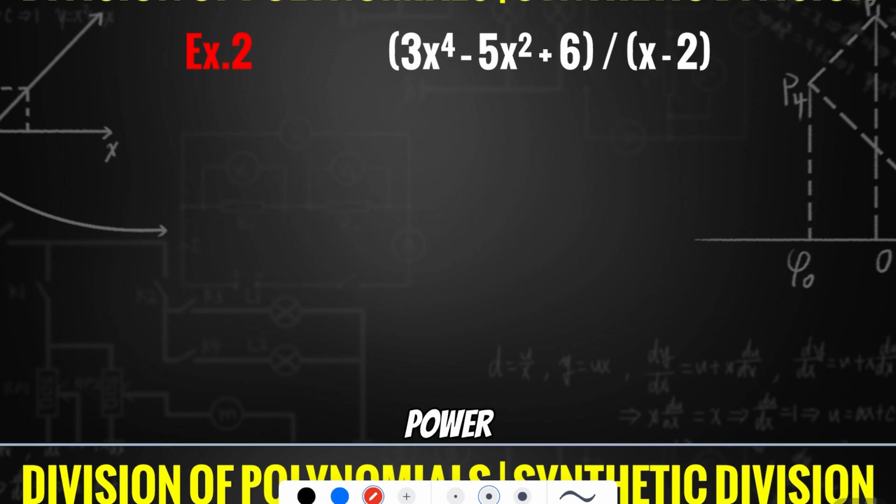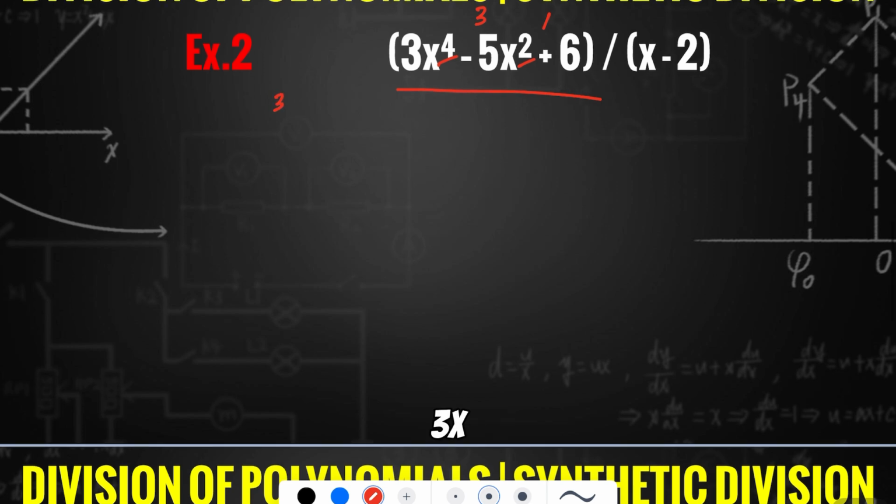So we have the power of 4 and the power of 2, but we don't have the powers of 3 and 1. Remember, they should be complete. Okay, and then you have x minus 2 here. So let's rewrite this first expression, your dividend. So we have 3x raised to 4, if you remember the long method, plus 0x cubed, okay, remember that, minus 5x squared plus 0x plus 6. Okay, so this is the complete form.